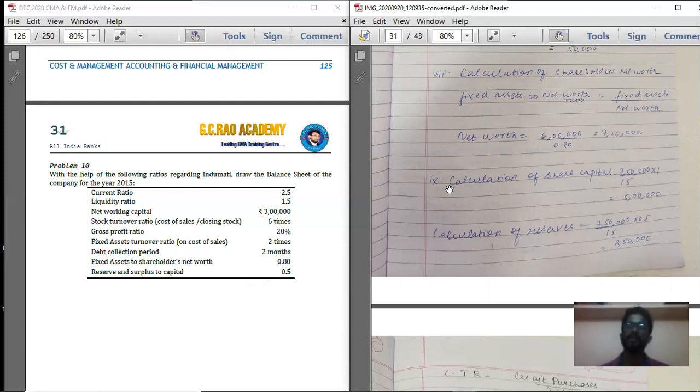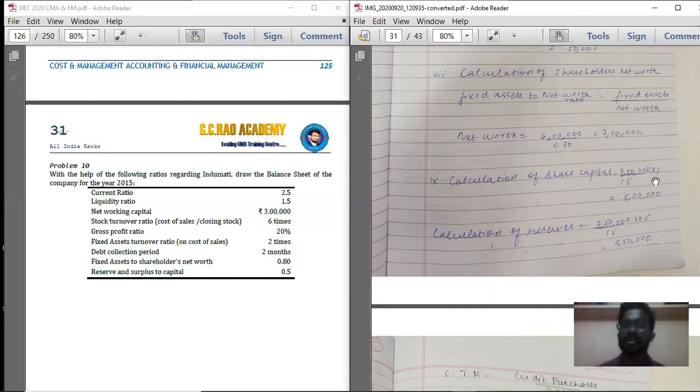Below that, point number 9. Calculation of share capital is equal to 7,50,000. How much is the share capital here? 1. But net worth is 1.5. So 7,50,000, that is net worth, divided by 1.5 into 1, which is equal to 5 lakhs.